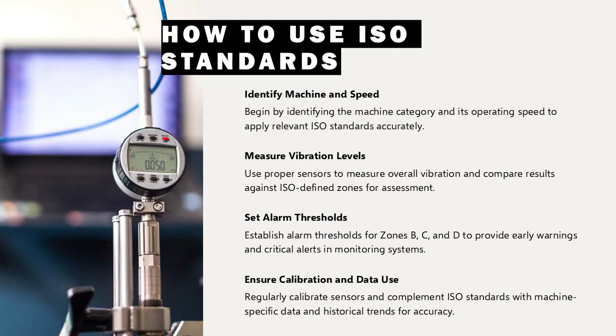To apply ISO standards effectively, start by identifying the machine category and operating speed. Measure overall vibration levels using appropriate sensors and compare the readings against ISO-defined zones. Establish alarm thresholds corresponding to zones B, C, and D for early warning and critical alerts. Integrate these limits into your condition monitoring system to automate notifications.